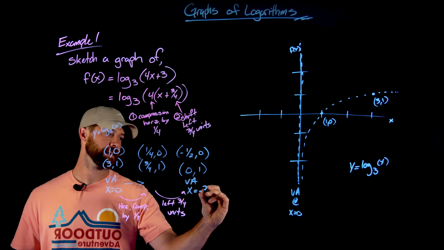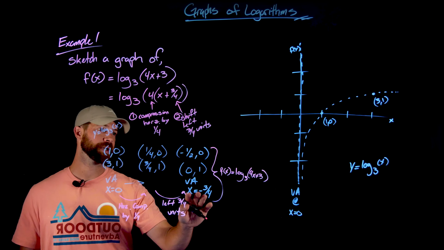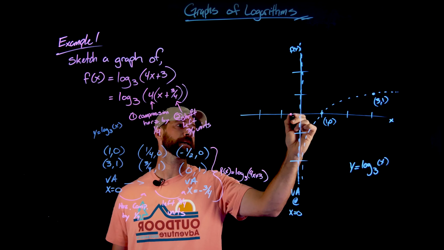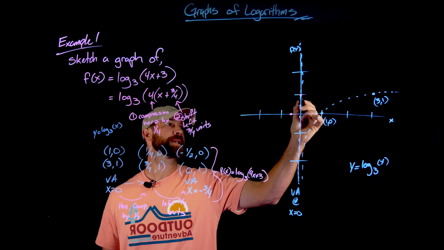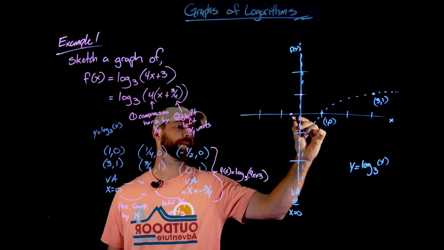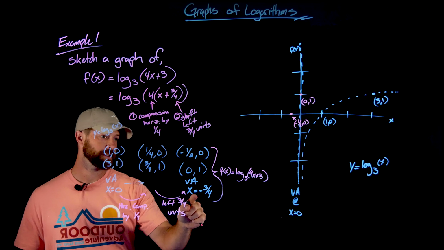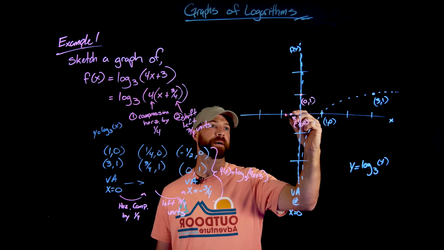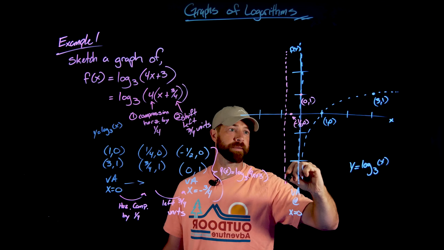Now I have all the information I need to sketch a pretty accurate graph of this log function. After these two transformations, I have the point negative 1/2, comma 0, which would be right here. I also have the point 0, comma 1, which gives me this point right here. And then all I need to do now is add my vertical asymptote, which is now at negative 3/4, which is right about there. So that asymptote got shifted left, negative 3/4.